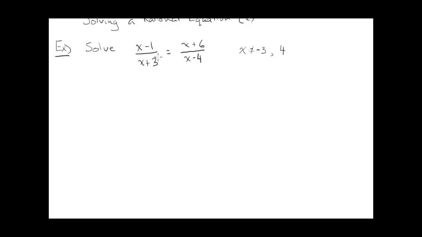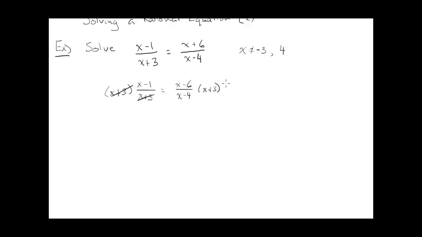So now you want to get rid of the denominators. If I want to eliminate x plus 3 as the denominator on this side, I just need to multiply both sides by x plus 3. And as long as I do it to both sides of the equation, that's okay. So I'm multiplying x plus 3, and then over here that will cancel out.